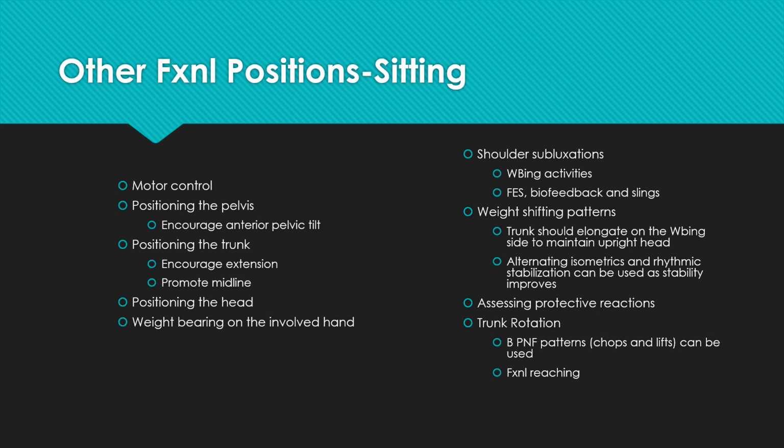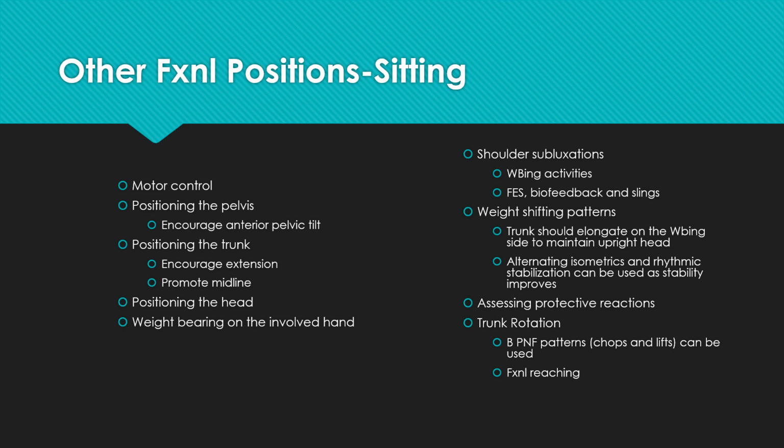We also can work on weight shifting patterns. So the trunk should be elongated on the weight bearing side to maintain an upright head. So teaching them how to maintain orientation to midline. And again, those equilibrium reactions and righting reactions that we talked about in the pediatric unit, those come into play following a CVA as well. Alternating isometrics and rhythmic stabilization can be used as stability improves, focusing on the trunk.